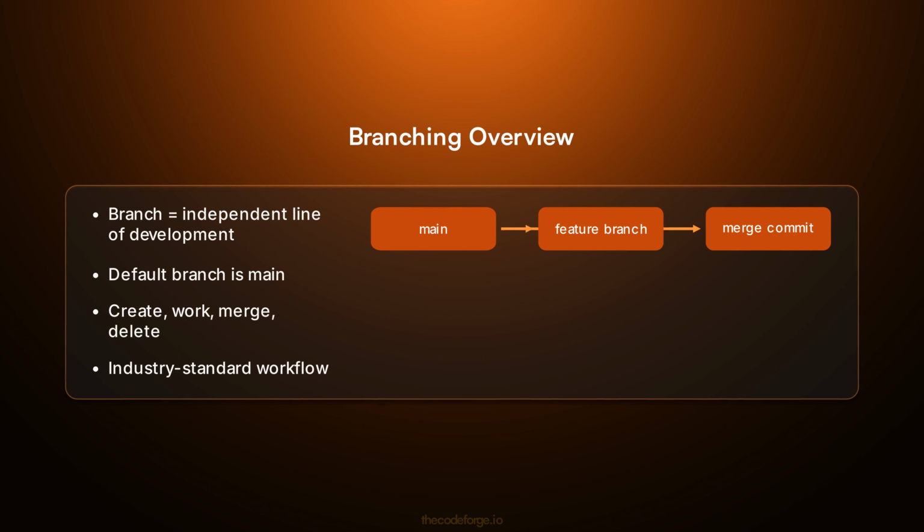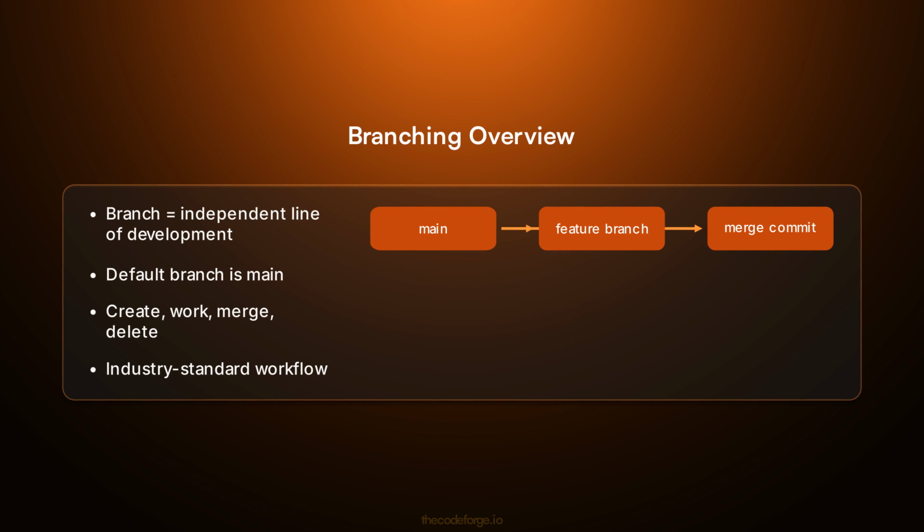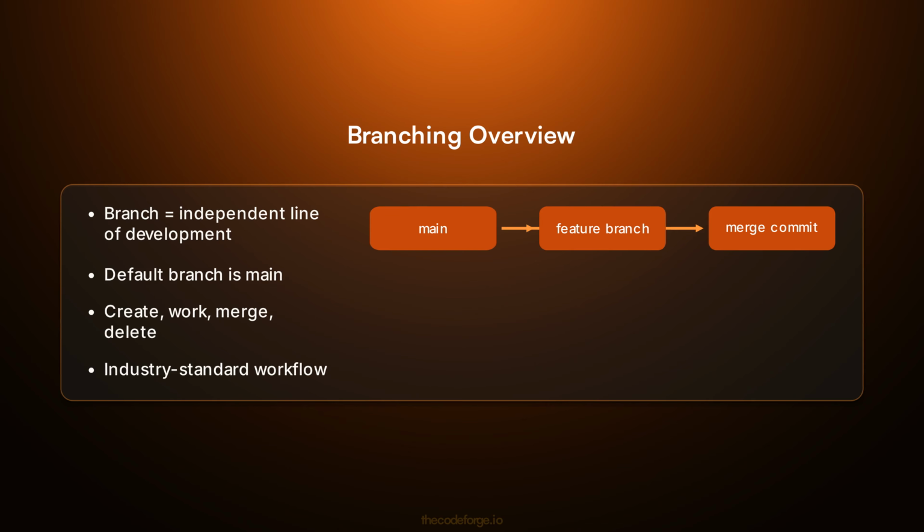A branch is an independent line of development. You create a branch, make changes, and merge back to main. This lets you experiment without breaking stable code. It's the standard workflow at every professional software company.